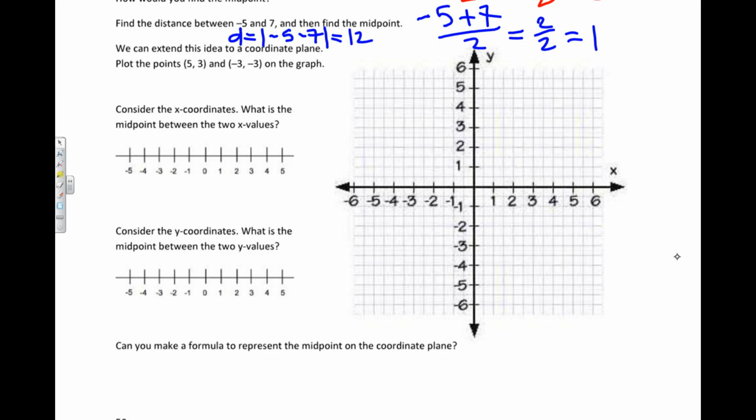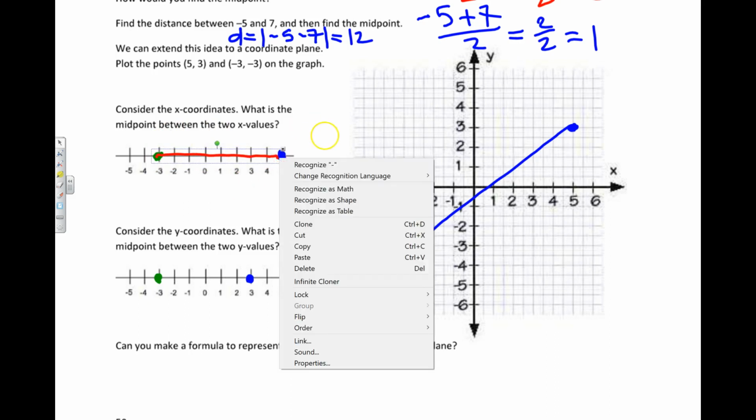So now I've got the point 5, 3, so I'm going to plot it. 5, 3, which is right here, and the point -3, -3 is right here. Let's connect those. Well, if I'm going to find the midpoint of these, I'm going to consider the x's and the y's separately. So the point 5, 3 means I've got an x coordinate of 5 and a y coordinate of 3, right? And then I've got the point -3, -3, meaning I've got an x coordinate at -3 and a y coordinate at -3.